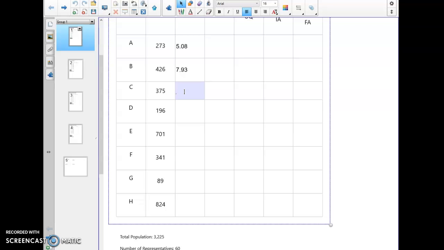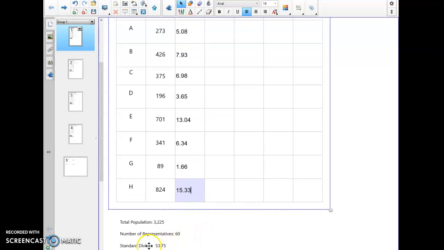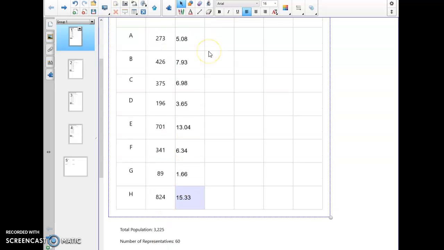So 375 divided by 53.75, and we get 6.98. Then we get 3.65. Once again, dividing by 53.75, we get 13.04. We get 6.34, we get 1.66, and we get 15.33. So how did I get those numbers? I took my standard divisor and I divided each population by that 53.75.